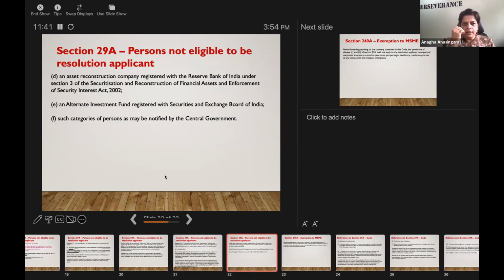Now, why 29A is important, as we understand, is that when we're checking the EOI, we cannot allow a person who does not fit under 29A, or who is not eligible under 29A, to be a resolution applicant. Now, for identifying who all are covered under 29A as RPs, we have very limited means of finding out the answers to all of those categories.